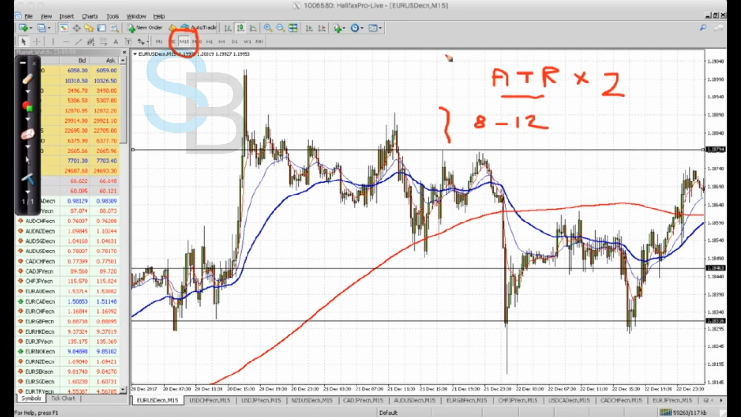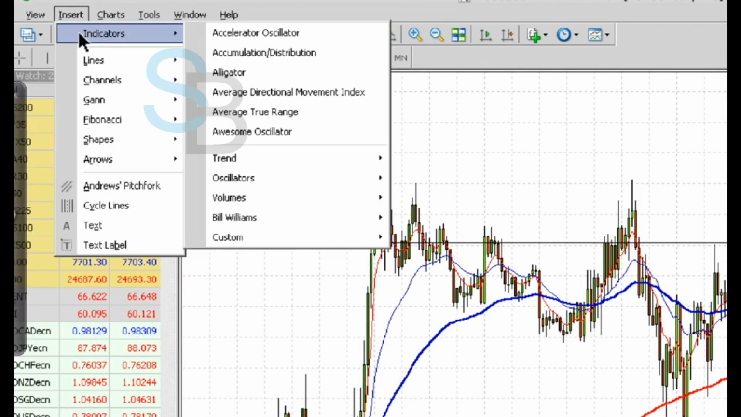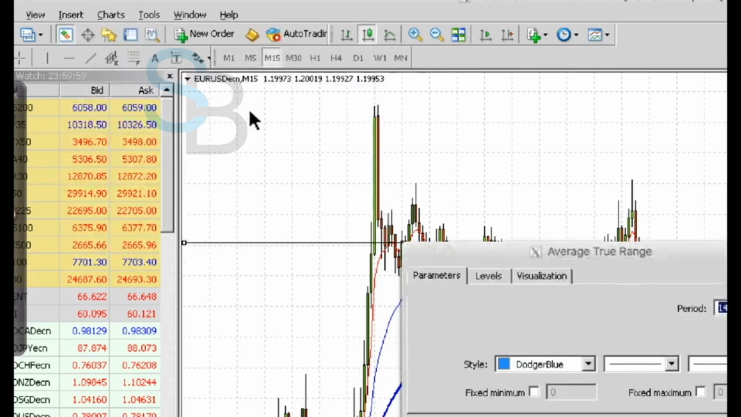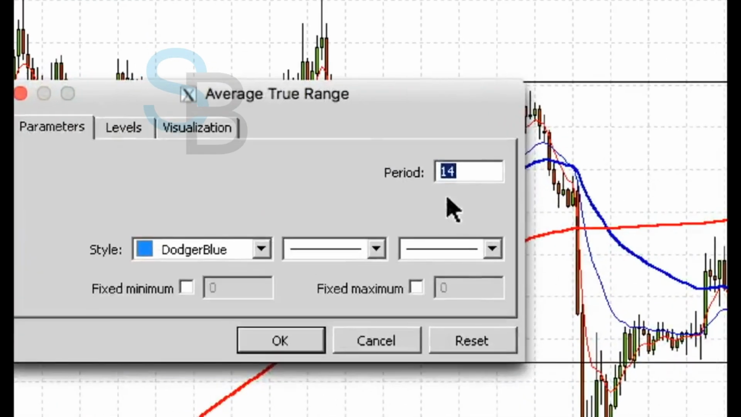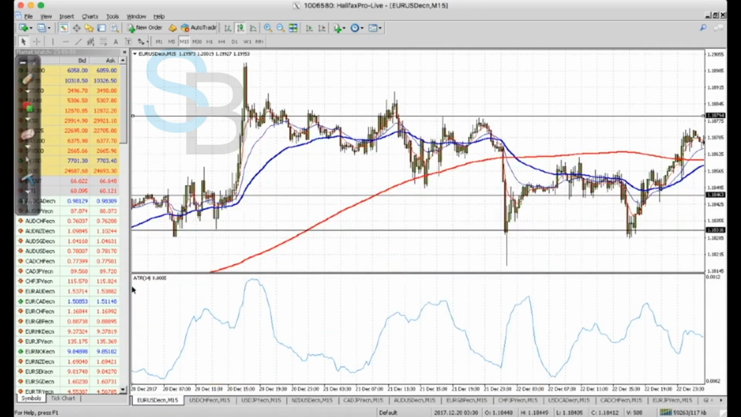Now, how do you get this ATR? Well, go to insert indicators and select ATR, average true range. Can you see that? So you click on that, and by default it's 14, so leave it as 14. Click OK, there we go. Can you see ATR over here? This blue line tells you the average range of the candles. That means the average length of the candle.